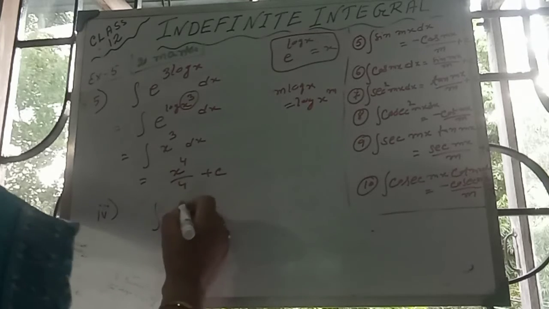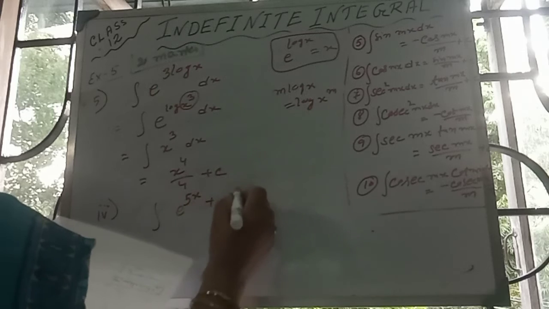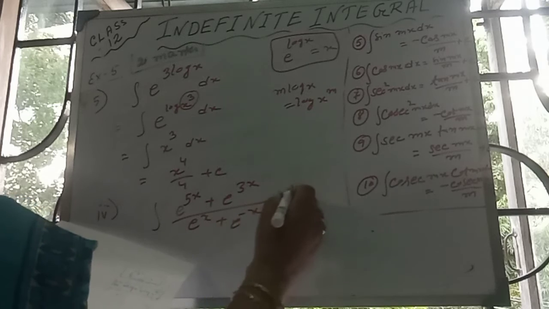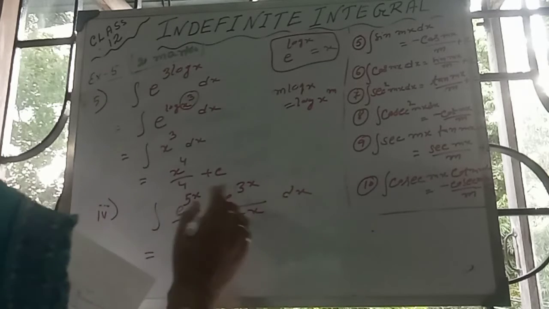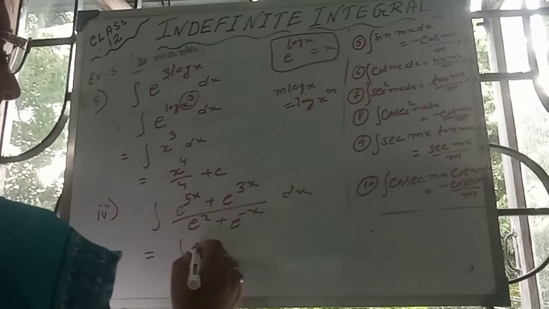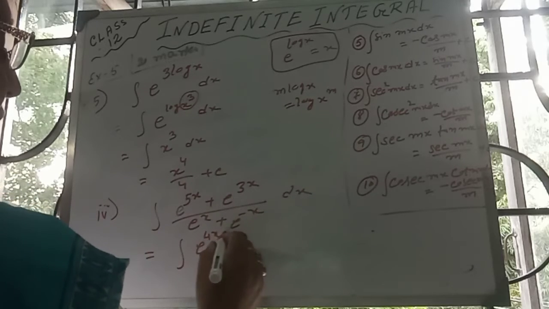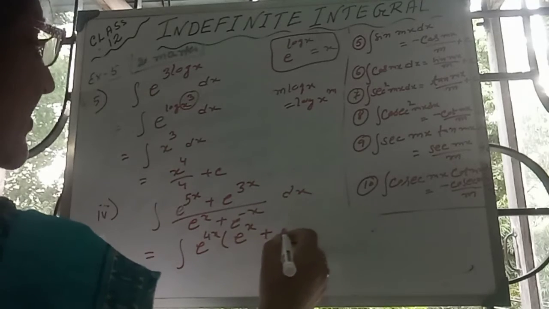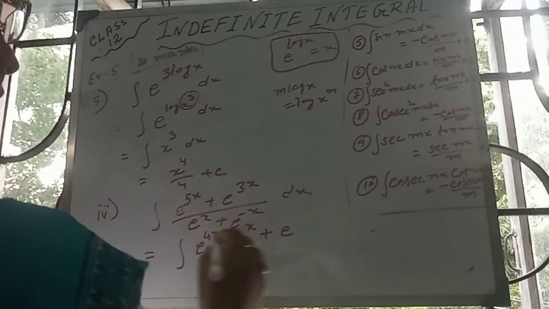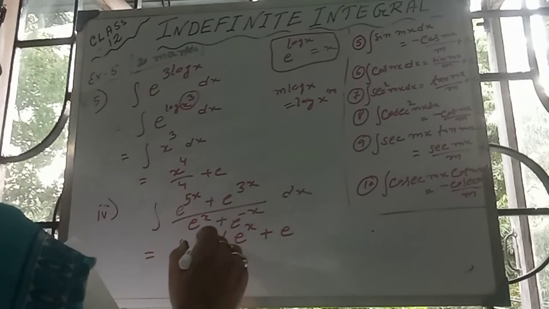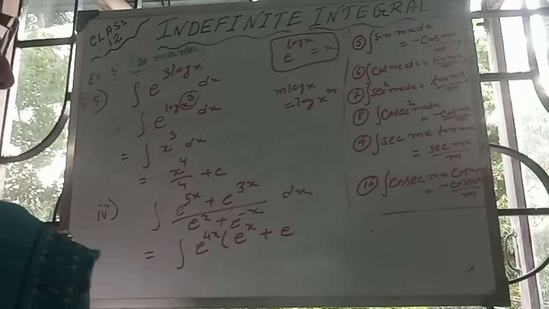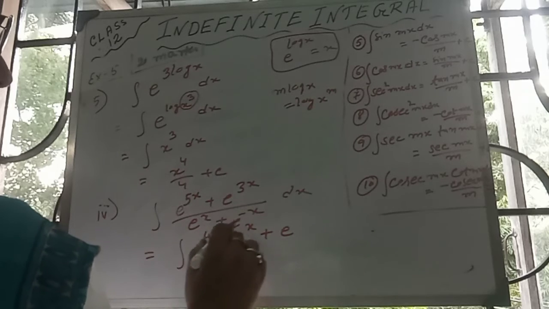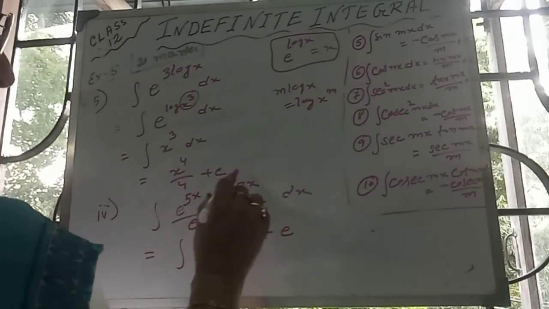Next, part 3, question number 3. Integral of e to the power 5x plus e to the power 3x, whole divided by e to the power x plus e to the power minus x, dx. How to evaluate this? From the numerator, if we take common e to the power 4x, then we can write e to the power x plus e to the power minus x. Here it is e to the power 4x into e to the power x, powers will be added, so 4x plus x is 5x.